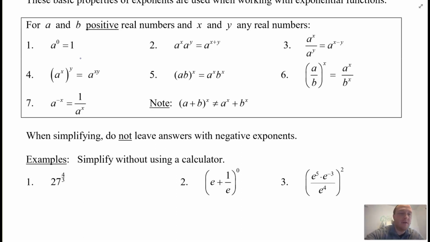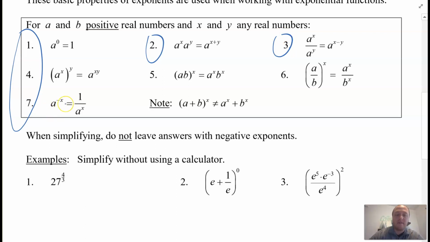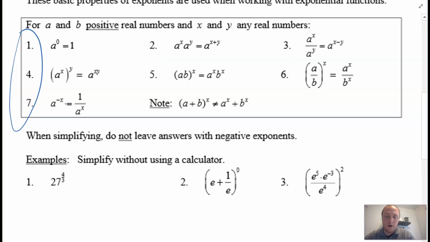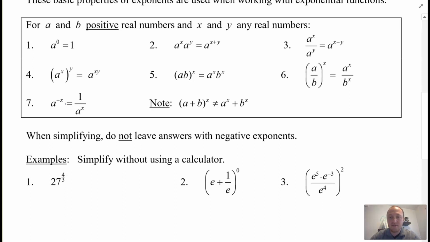And the other really foundational one, so I would consider all of these foundational, is the negative exponent. If you have a negative exponent, you can move it from the numerator to the denominator, or vice versa, and then you change the sign. 5 and 6 are dealing with distribution. So we have a power of a product and a power of a quotient. If you have a power, and you have a product as your base or a quotient as your base, you can distribute.